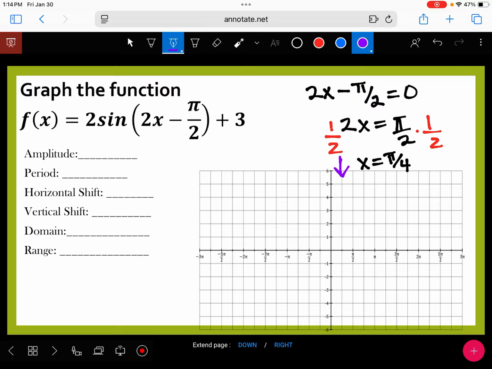So right here, this is where we started. Should have started right here, because this is pi over 4. Okay. Good. Okay. I know that's right.